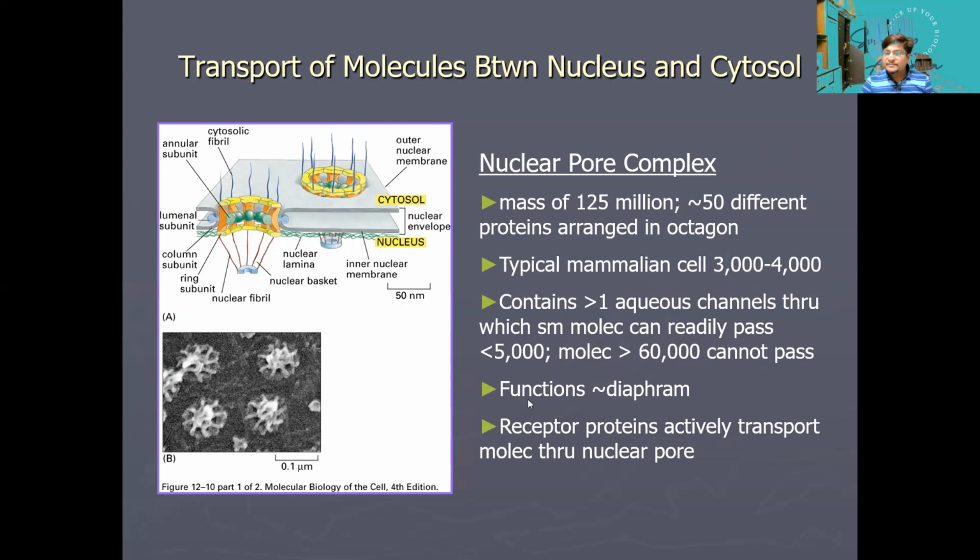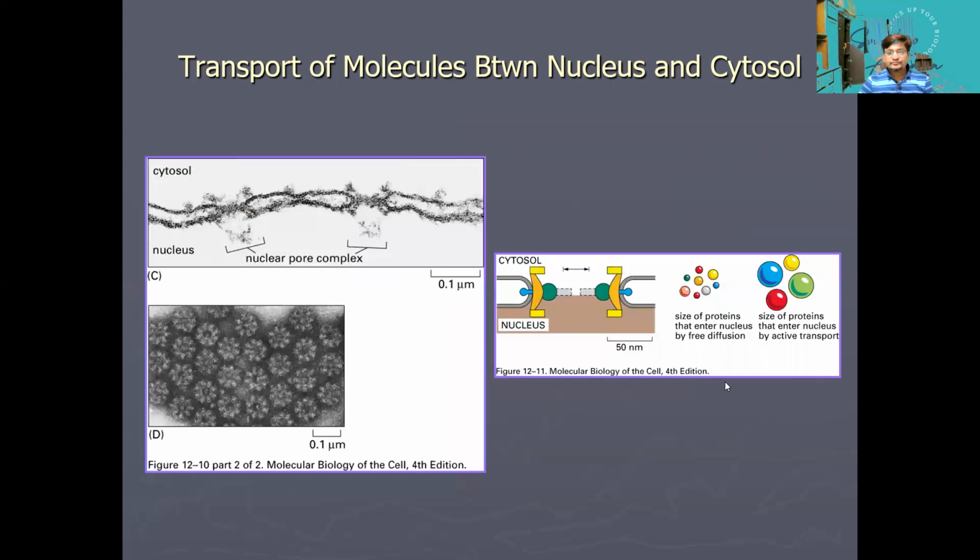So usually around 5 kD they can pass, and beyond that it is not easy to go through. And other proteins, I mean, anything which is coming through the receptor protein will require some kind of energy. That means that transport is going to be active transport.